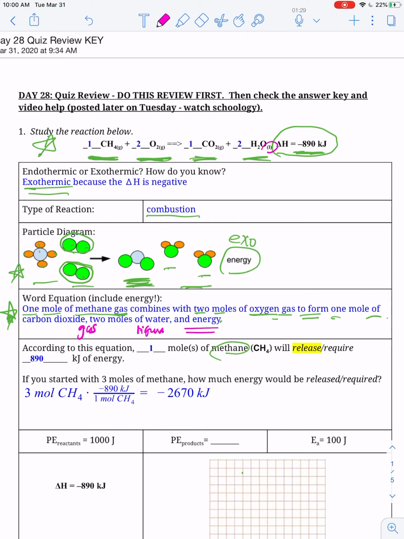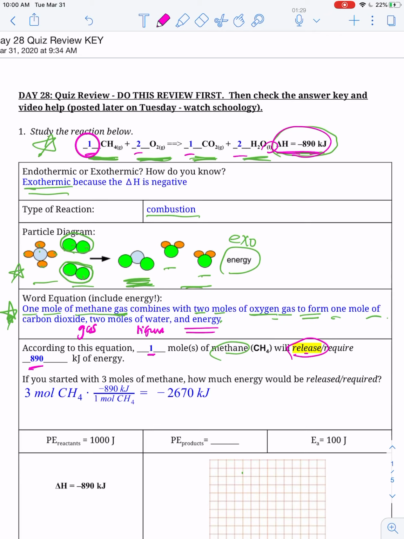Then we're going to do the math part from, this was like practice 3, I think. According to this equation, 1 mole of methane will release, because it is exothermic so I'm releasing energy, 890 kilojoules of energy. I'm getting that from up here. Remember, one of these is going to make one of these. So one of these is going to make whatever it says here, which is negative 890 kilojoules of energy. So you're just going to read that recipe off.